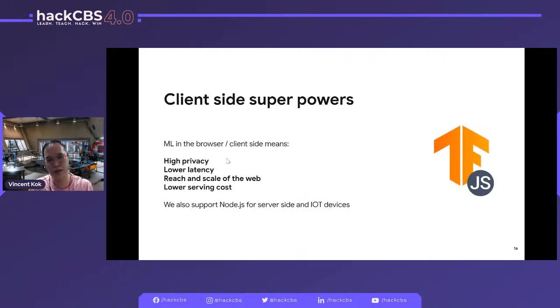And with this, there are some benefits of running machine learning on the client side. Basically, machine learning in a browser means high privacy, lower latency, and the reach and scale of the web, so that you can just share the link with anyone easily, and lower serving costs because you do not need a server, right? So that's the client side superpower. That's the high privacy because everything is on the client side.